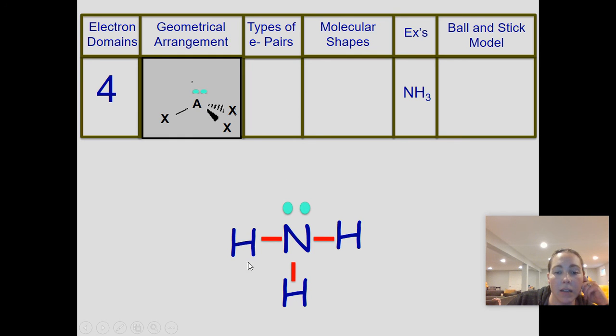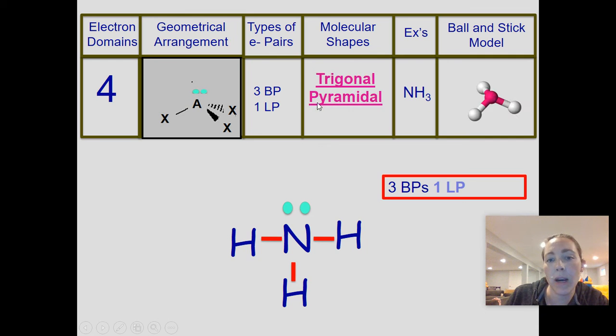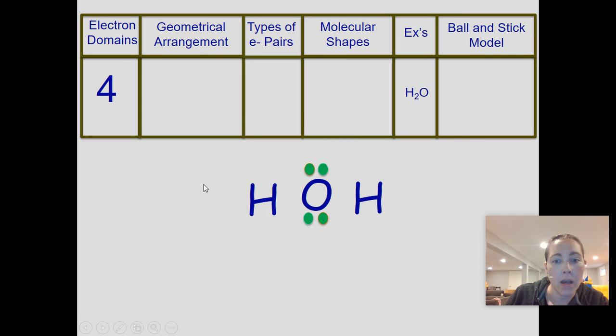For this one, for the trigonal pyramidal, it has a lone pair. So this is the Lewis dot structure, and this is the geometric arrangement. This one also needs a coming towards and away with a lone pair at the top. Now you have to have them kind of going down, and then the lone pair is up at the top. For this, there are 3 bonding pairs, 1 lone pair. The molecular shape is trigonal pyramidal. Looks like that.